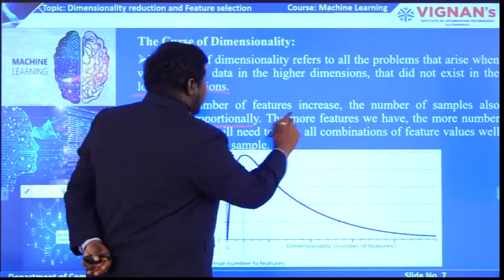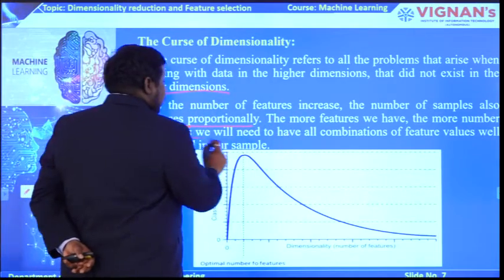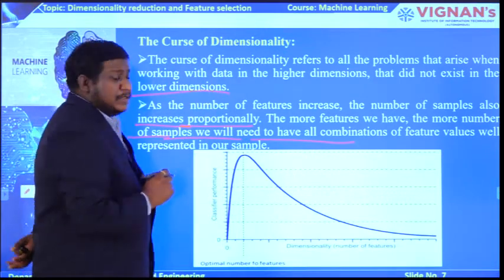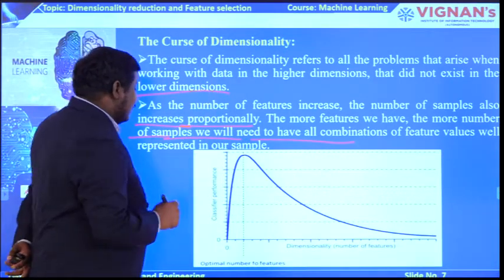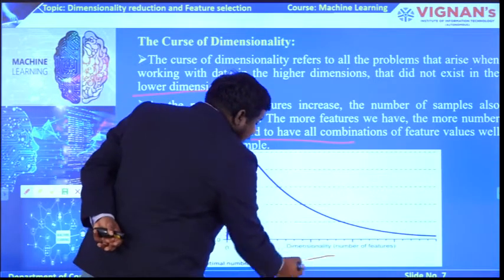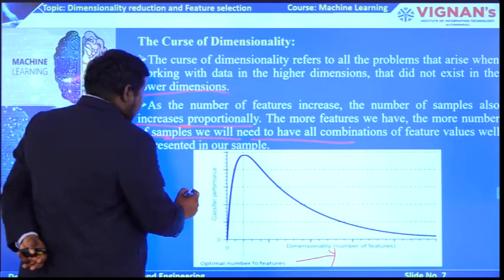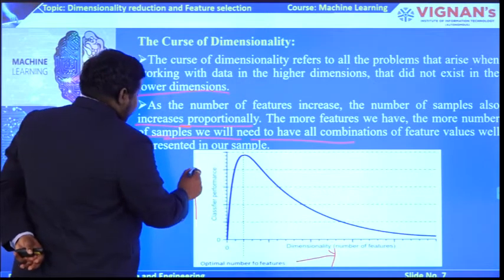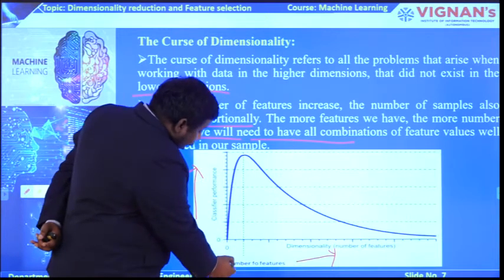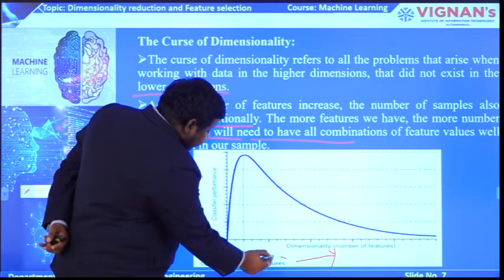The more features we have, the more samples we will need to have all combinations of feature values represented in the sample. Simply see the example here. You see this graph: on the x axis we are taking the dimensionality, on the y axis we are representing the classifier performance. If you see this performance, this is the optimal number of features.